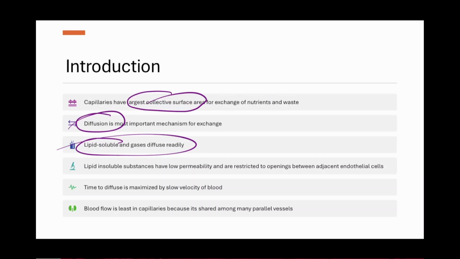All lipid insoluble substances have low permeability, and they need to go through openings to get through. Time to diffuse is maximized by the slow velocity of the blood. When the blood is in the capillaries, it's very slow moving. That allows time for diffusion. That's why the aorta and arteries don't have exchange, because the blood goes too fast through those vessels. Not enough time for diffusion. But in the capillaries, it's usually one red blood cell thick, and blood slows down through the capillaries so that you can have all your diffusion go through.